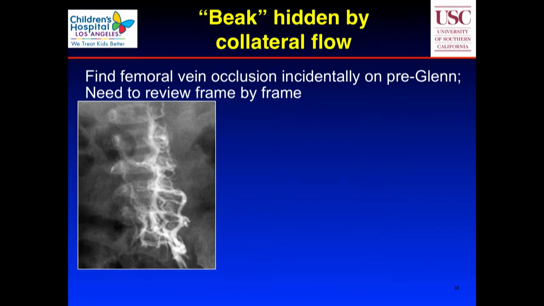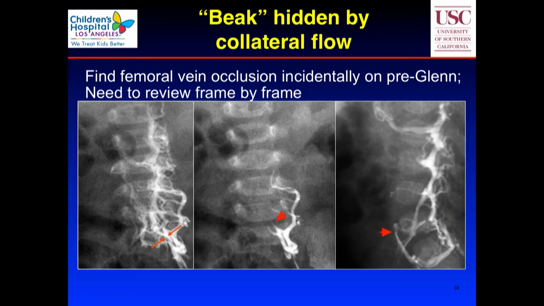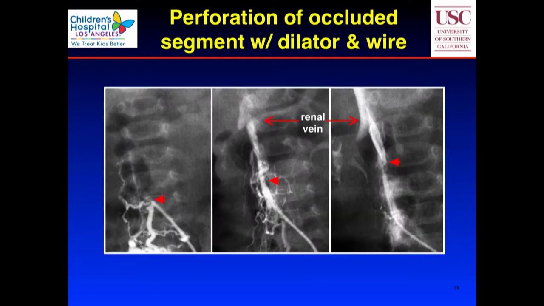So again, it could look like this. This is a patient who's got lots of collaterals. And if you slow down the frames, you find one little frame where you see that beak on the two views, AP and lateral projections. And you see how this patient actually had the whole occlusion from the femorals to the iliacs all the way up to the IVC with the renal veins. This is where the kidneys drain their blood back in.